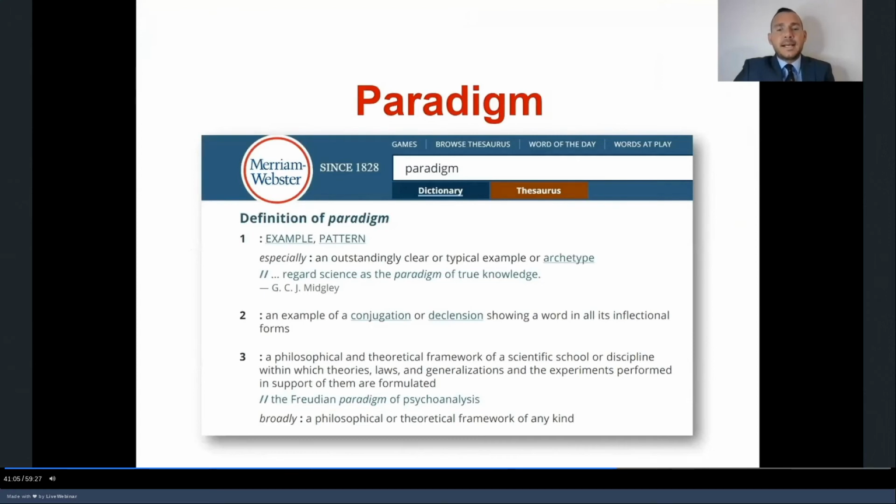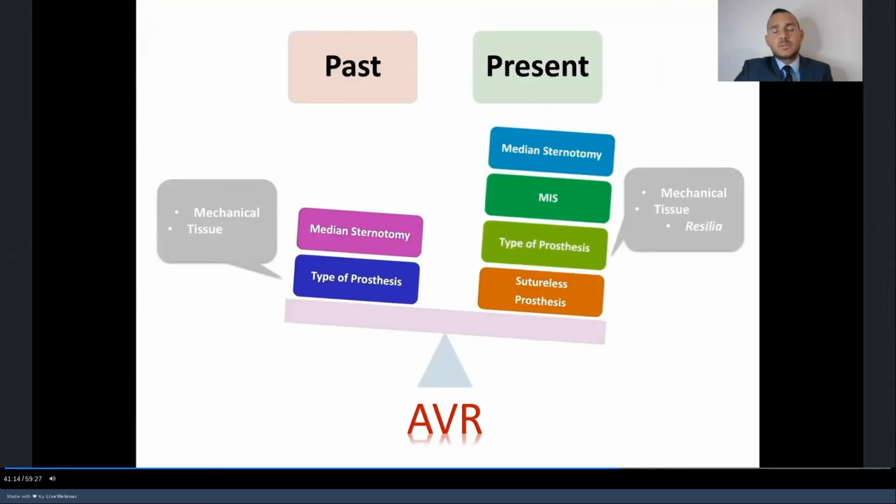Why a new paradigm? A paradigm is in general a theoretical framework of any kind. And if I think back to when I was a medical student or junior resident in cardiac surgery, an aortic valve replacement was basically a single procedure. And the choice was down to the valve prosthesis type, mechanical versus tissue valve. Whereas nowadays the equation is much more complicated, including minimally invasive cardiac surgery, different types of prosthesis with new tissues, making the valves more durable, and also the sutureless prosthesis.